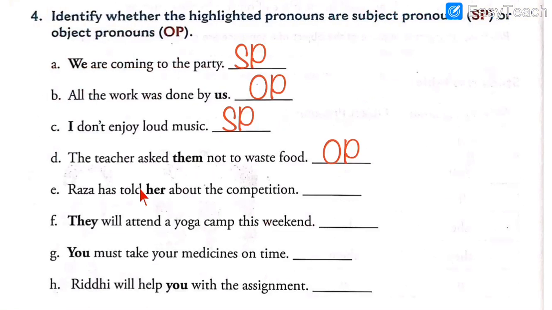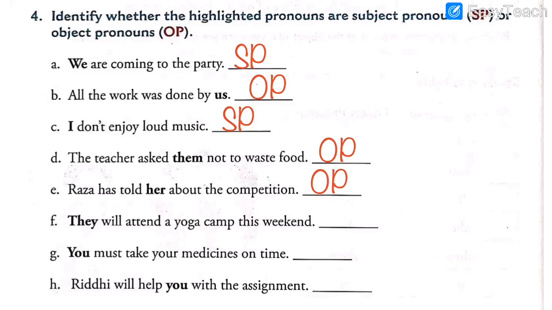And also we can ask the question, whom has Raza told about the competition? Whom has he told? Raza has told her. So her is object pronoun. So answer number 5 is written over here. OP stands for object pronouns. Her is object pronoun. Previous one, them, was also an object pronoun.